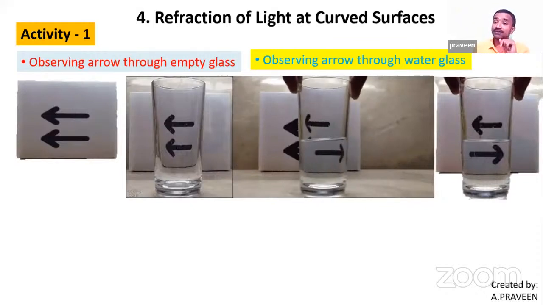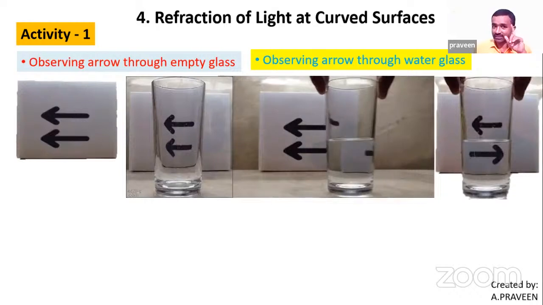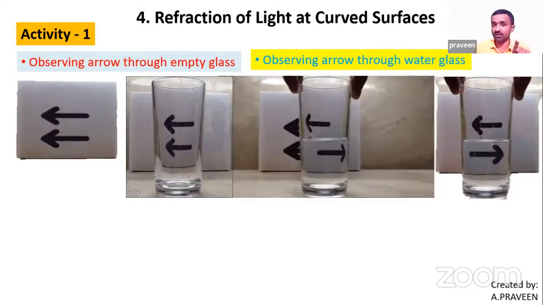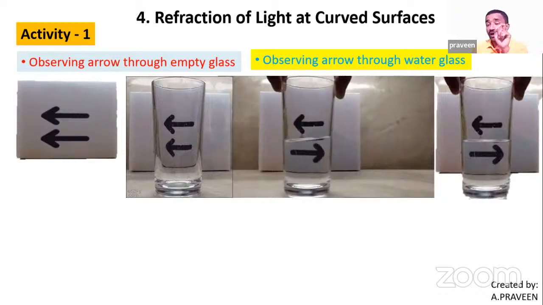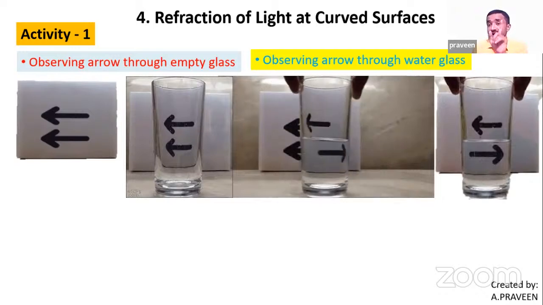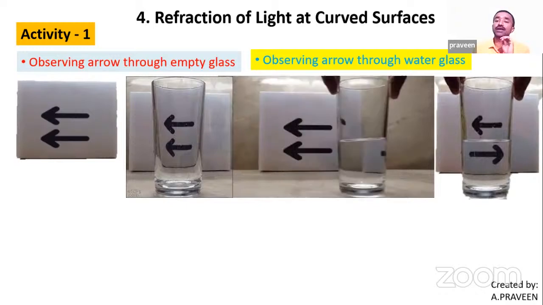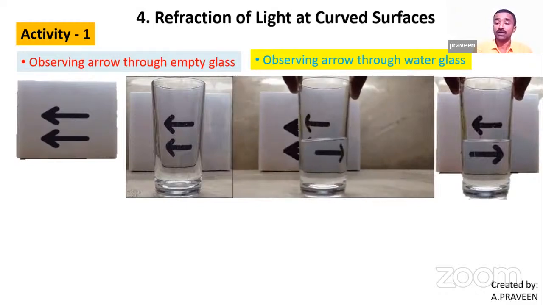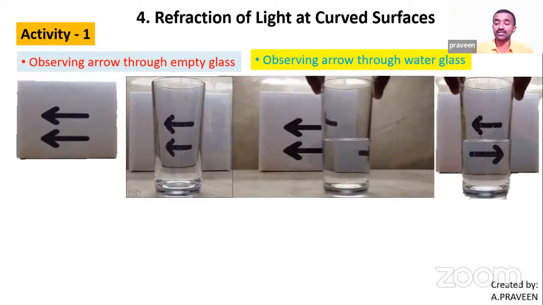enlarged, magnified image. So simply, when the glass was empty, a diminished and direct image is formed. When the glass is filled with water, the arrow seen through the glass of water is observed as an enlarged and inverted image. So here you are generalizing what you noticed.